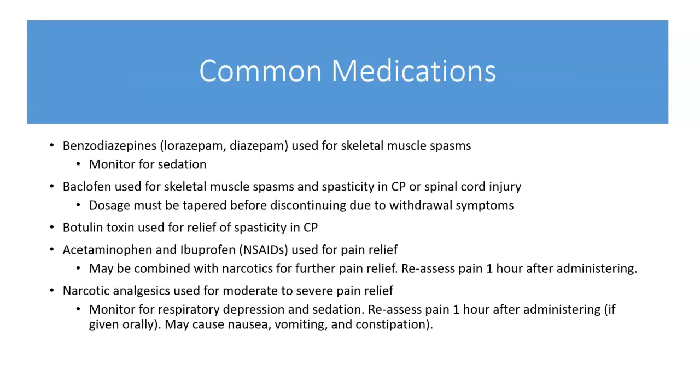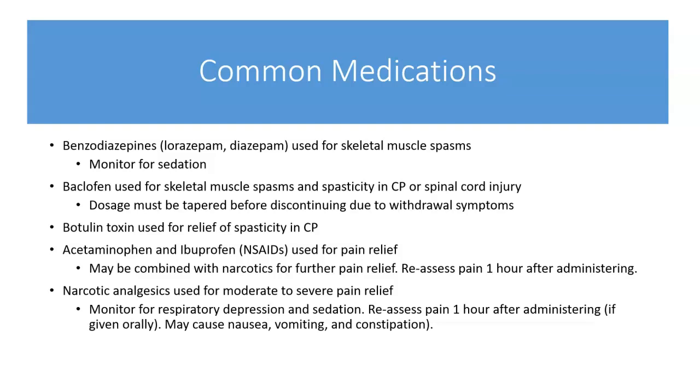This slide outlines common medications that you should be familiar with for the neuromuscular and musculoskeletal systems. For our exam, it is important to be aware of some of the nursing implications when administering these medications to your patients. So in the case of benzodiazepines, such as lorazepam or diazepam, we saw these used in the neuro lecture for seizure disorders and for status epilepticus. We may also see them used for skeletal muscle spasms. It is important to monitor for sedation, specifically for respiratory depression when giving benzodiazepines.